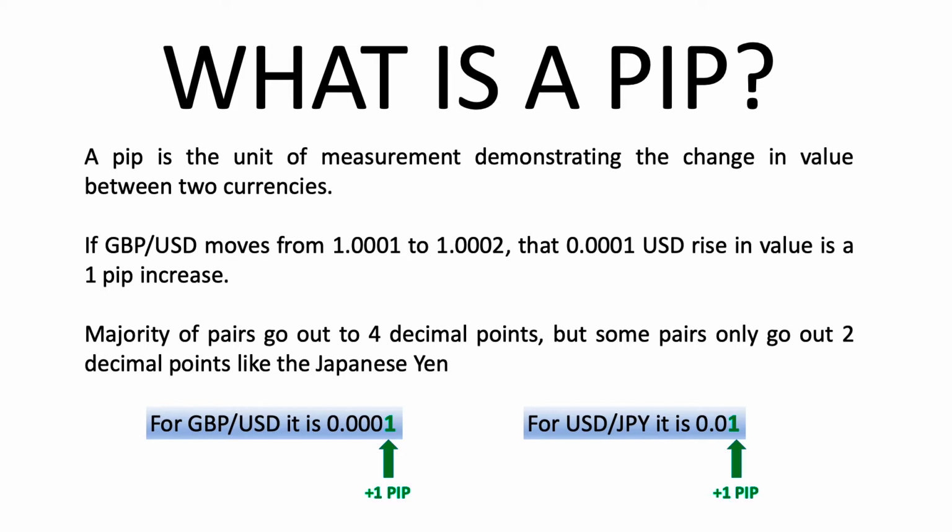Majority pairs go out to 4 decimal points, but some pairs only go out to 2 decimal points like the Japanese yen, as you can see below.